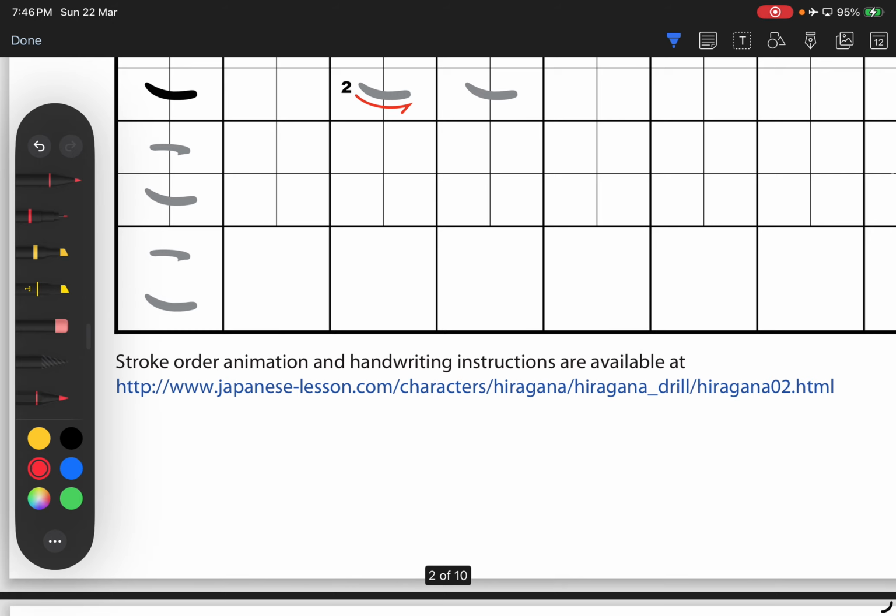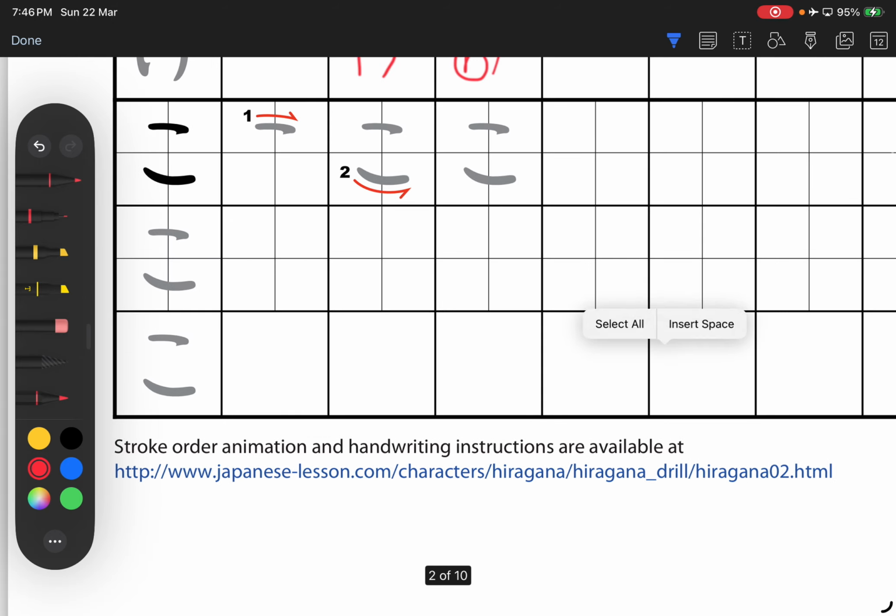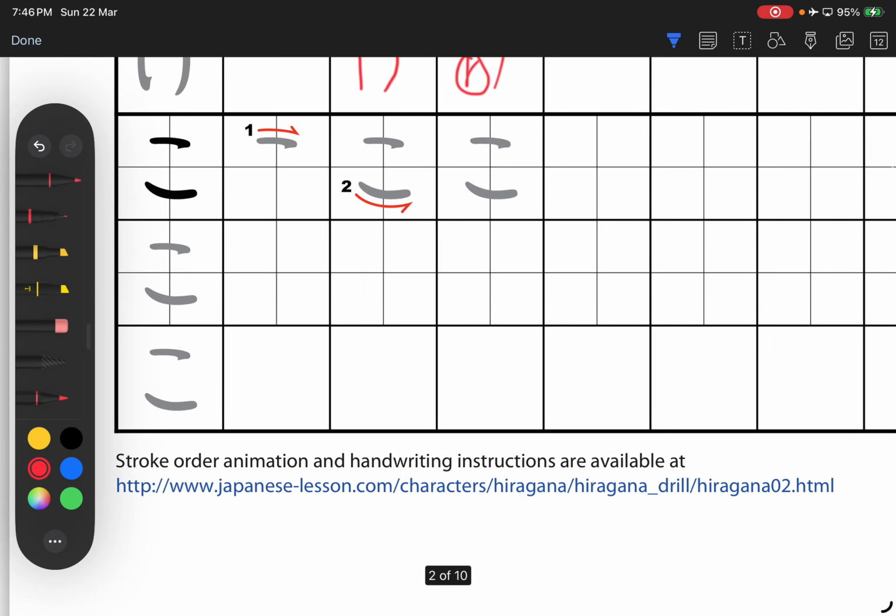Okay, next we have ko. So ko is like something like E but rotate. Right? So ko. 1, 2. Some people write it like this. Some people write it like this. Some people write it like this. I think it's okay, whichever that makes you write faster.